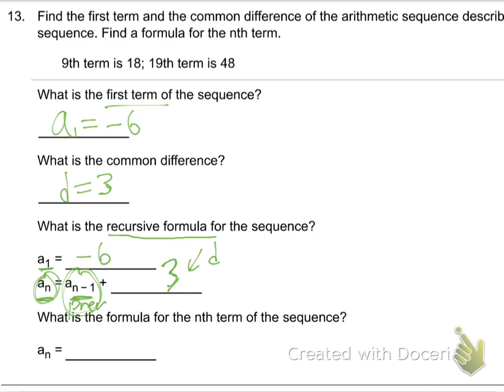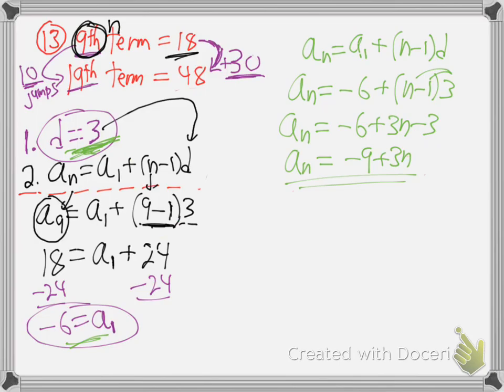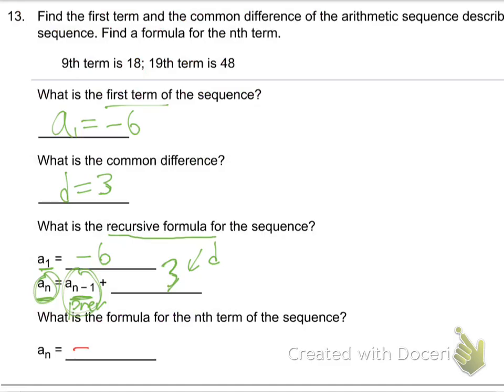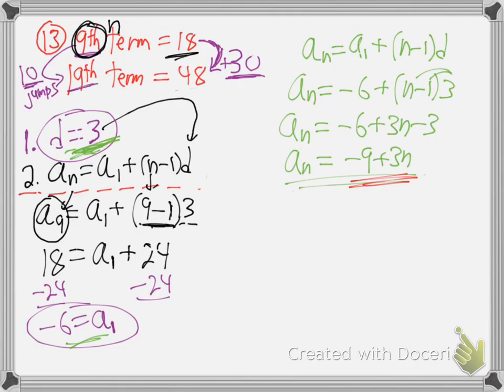Okay. Lastly, a sub n. What's the formula phrase? And we got that, right? That was right here. Minus 9 plus 3n. And we're done. Is that good? Are we okay on all that? Those are long. I can't really do many more of those. We good?